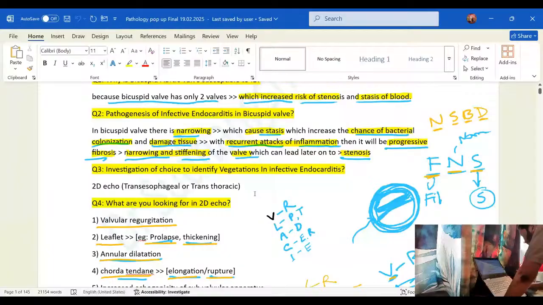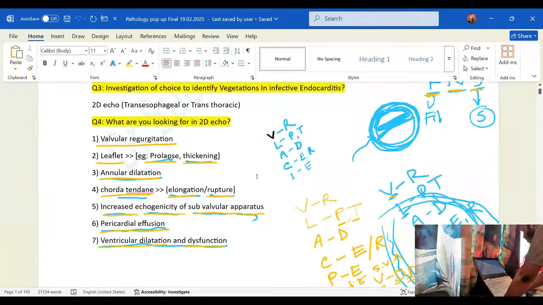Transthoracic or transesophageal 2D echo. In echo, we will look for valvular regurgitation, leaflet prolapse or thickening, chordae tendineae elongation or rupture, annular dilatation, increased echogenicity of the subvalvular apparatus, pericardial effusion, and ventricular dilatation and dysfunction.